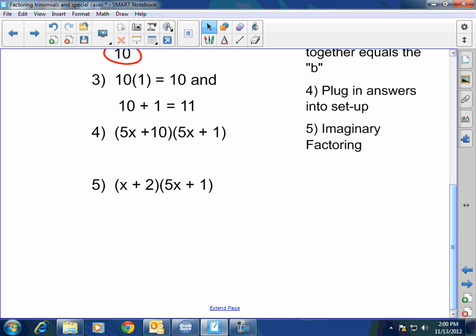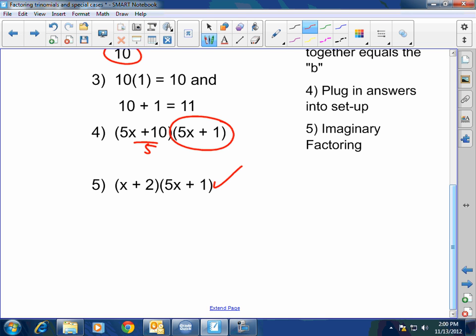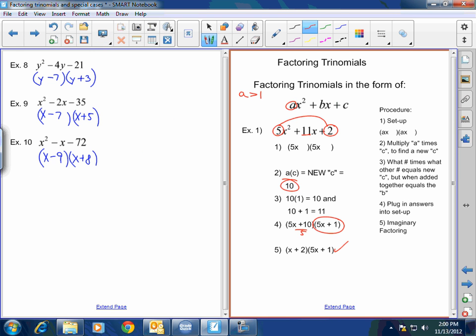So how did I do that? I divided this by 5. Okay, that's my x plus 2. Do I have any common terms here that I can factor out? Other than 1, you're done. Does that make sense, gentlemen? Guys? Does that make sense? Promise? Because we're going to do a bunch of examples now.